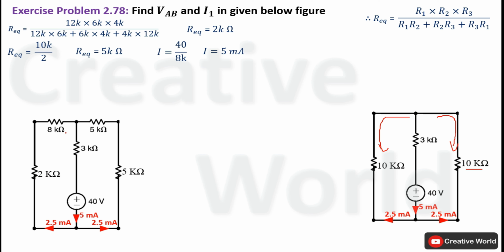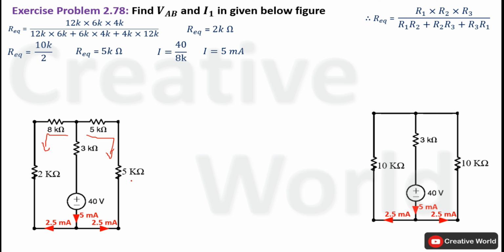Now current through this 8 kilo ohm resistance will be the same 2.5 milliampere because of series connection, and the direction of current will be this direction. Similarly, current through this 5 kilo ohm resistance will be the same 2.5 milliampere, and the direction of current will be clockwise.